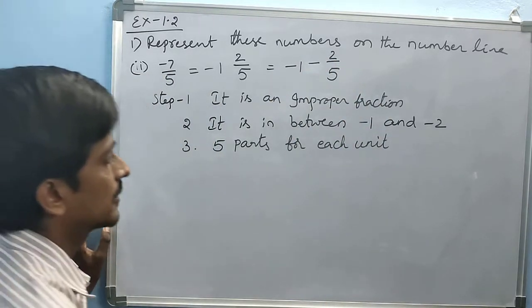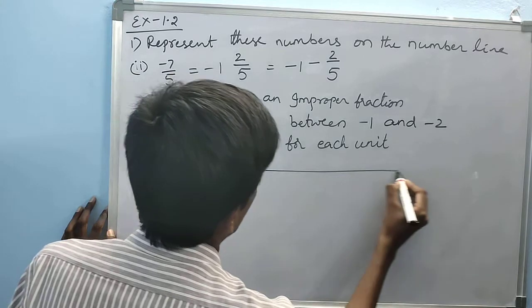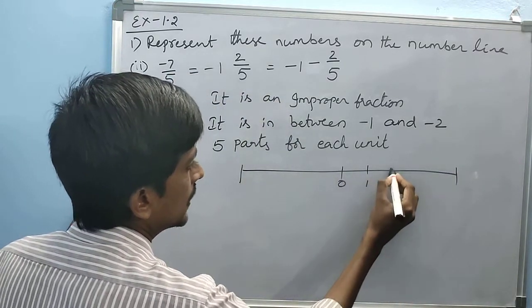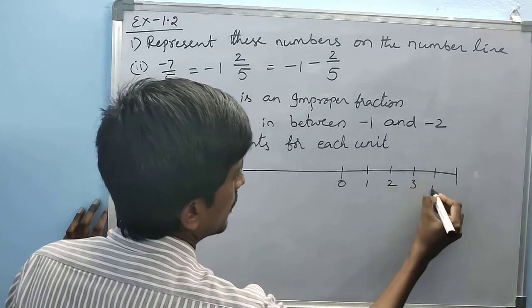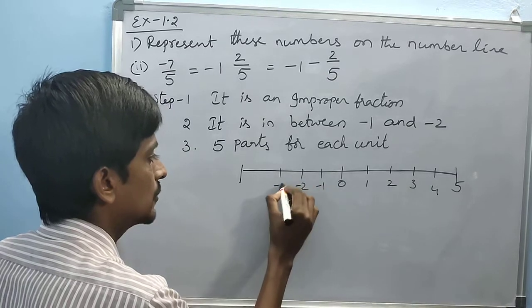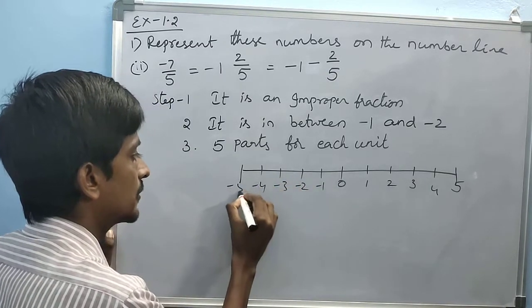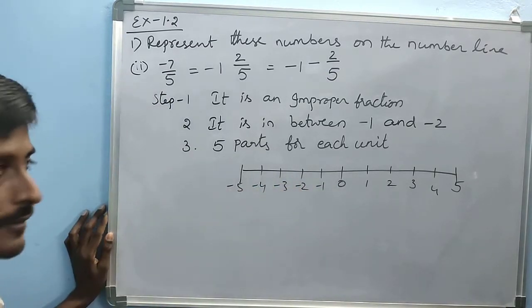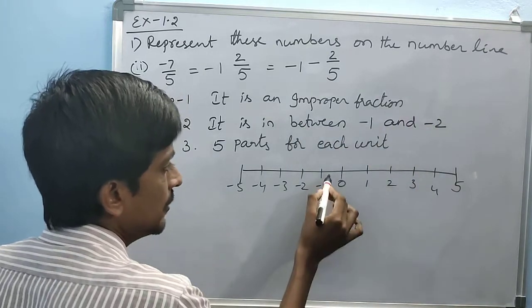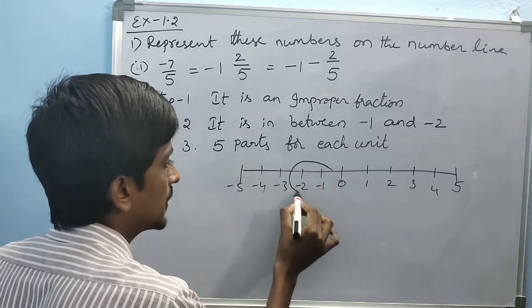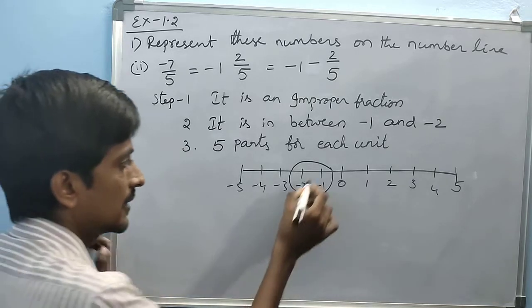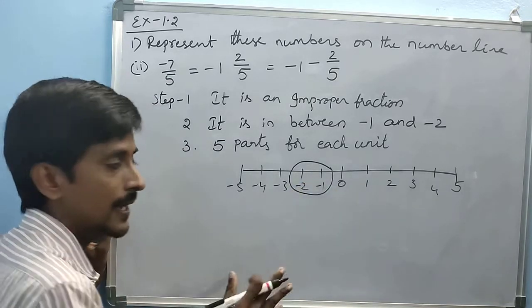These are the steps. So now take the number line: 0, 1, 2, 3, 4, 5, minus 1, minus 2, minus 3, minus 4, minus 5. So what are the numbers between minus 1 and minus 2? First mark the minus 1 and minus 2. After that, this minus 1 and minus 2 part is enlarged.